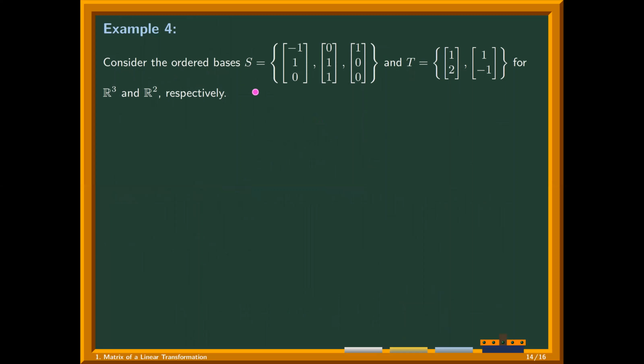Another example, consider R3 and R2. For R3, we consider the ordered basis S as shown. So this is not the standard basis for R3. For R2, we use the ordered basis T as shown, which is also not the standard basis.